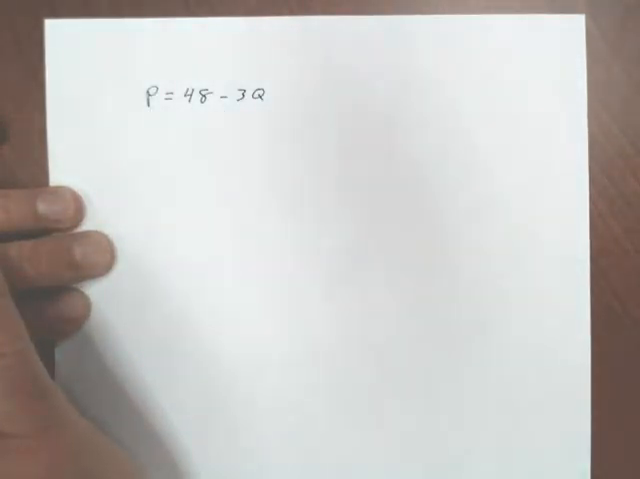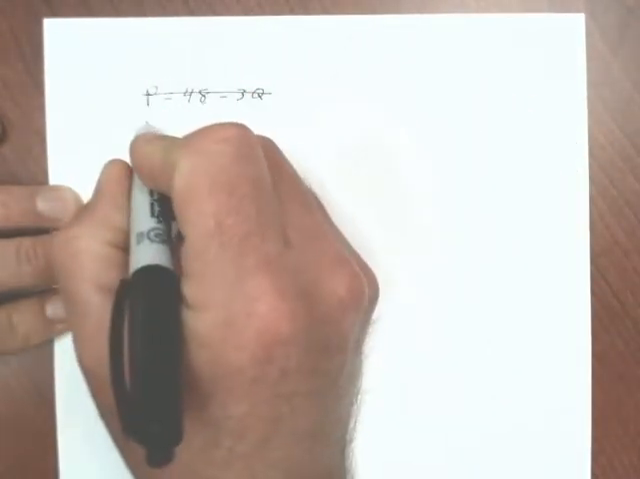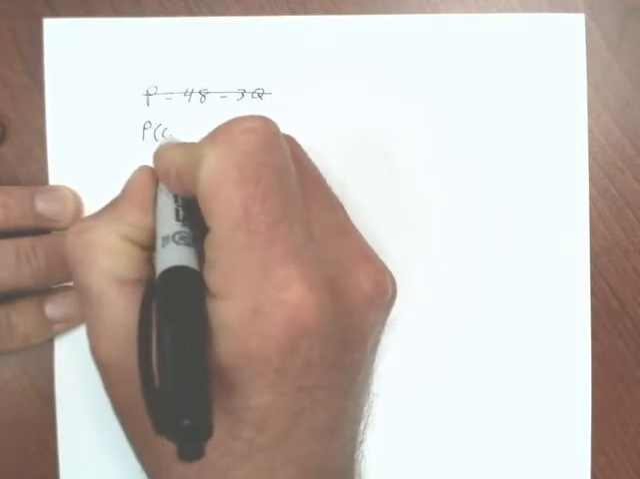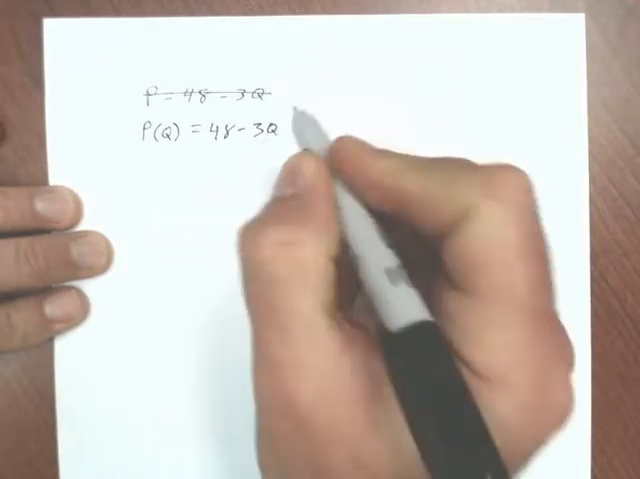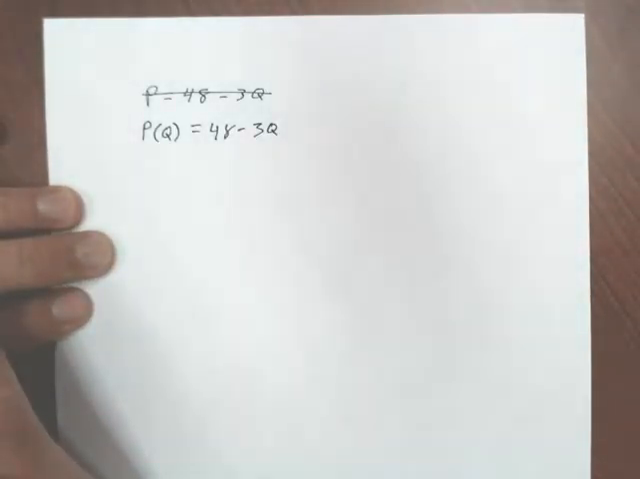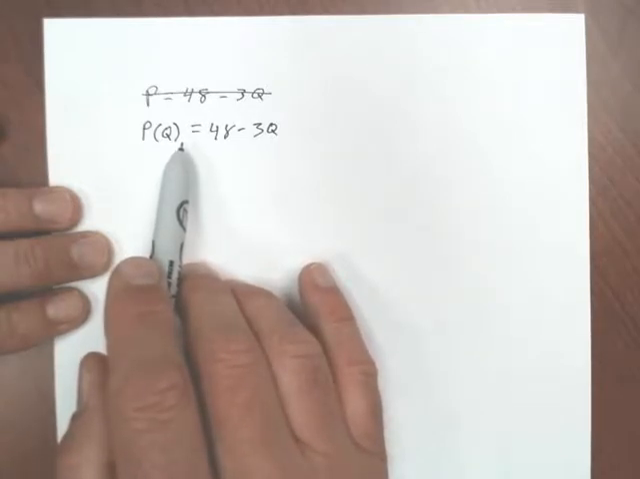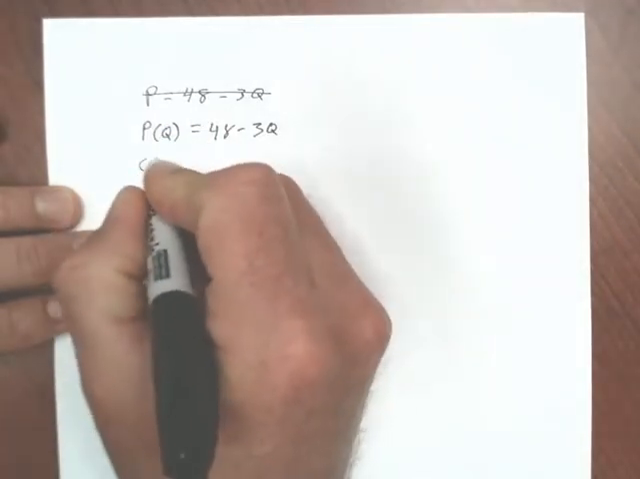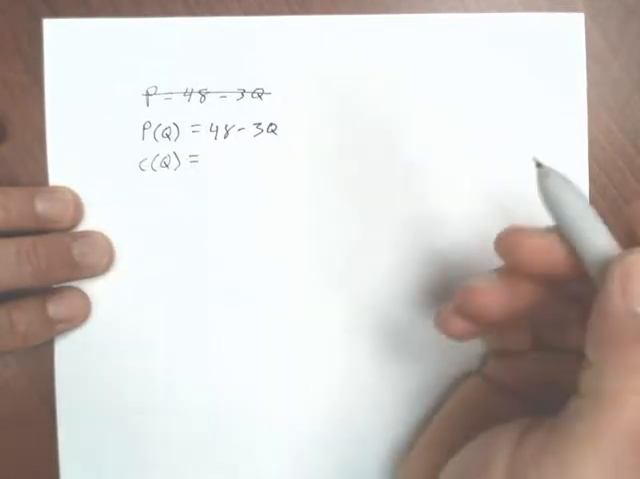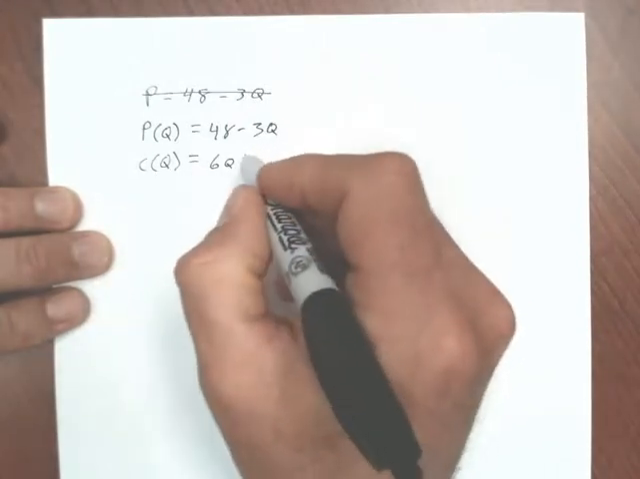Now, in functional form, we wouldn't write it like this. We would say price as a function of Q equals 48 minus 3Q. Okay, so this is proper functional form. Now what we are going to do is graph a profit function given the price of the product and the total cost of the product, which takes the form C of Q equals 6Q plus 120.